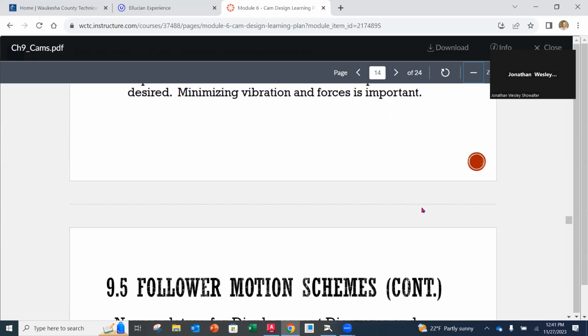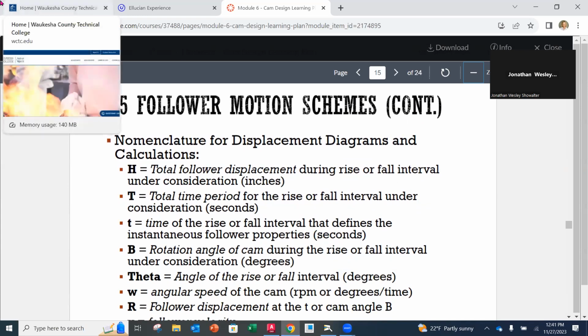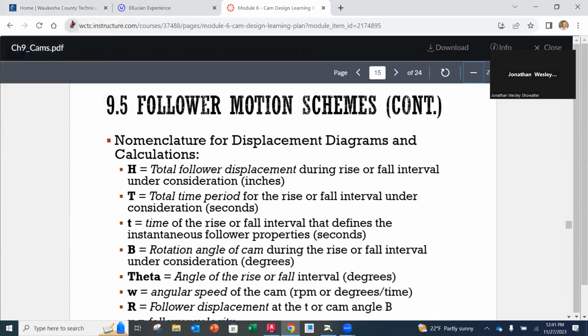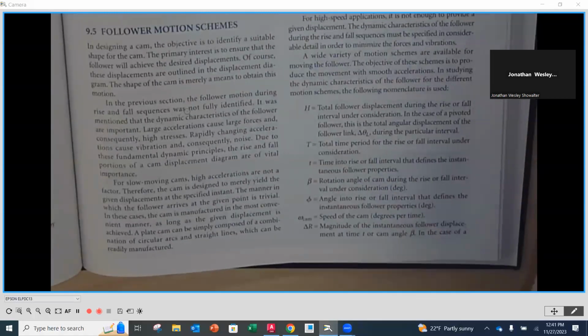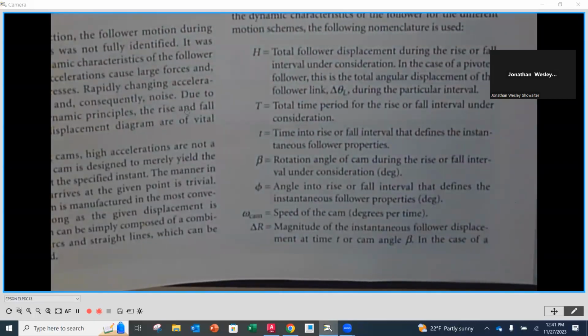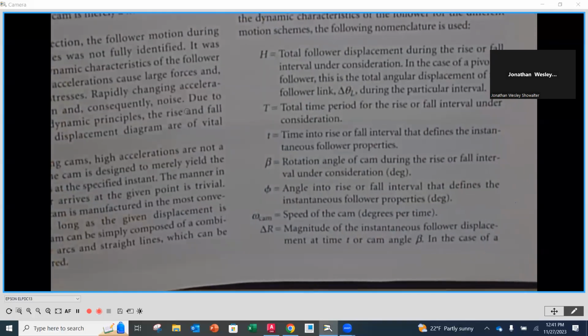All right. So as we look, there are going to be some terms and variables that we have to be aware of. Those are listed here, but they're also found starting on page 227, so it's worth looking at them. I have them in that PowerPoint, but they're also here and have a little bit more information. So first of all, H is going to be the total follower displacement.